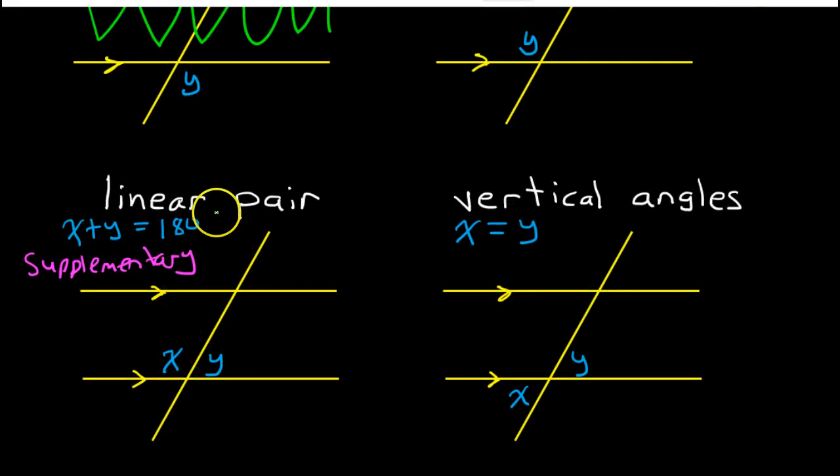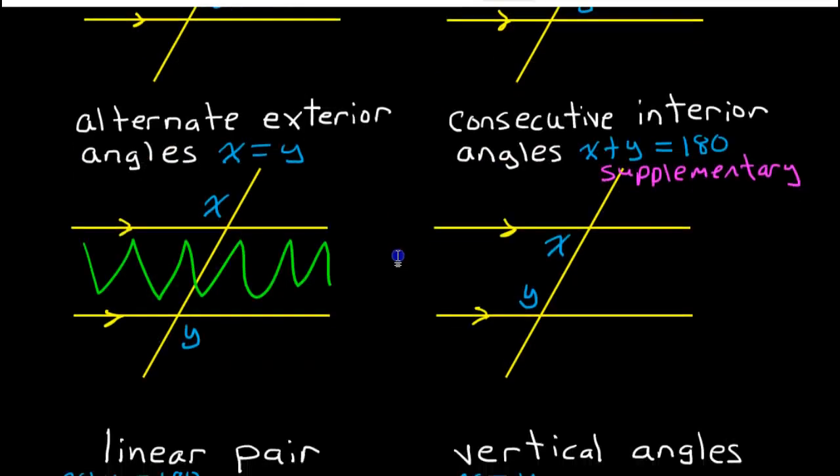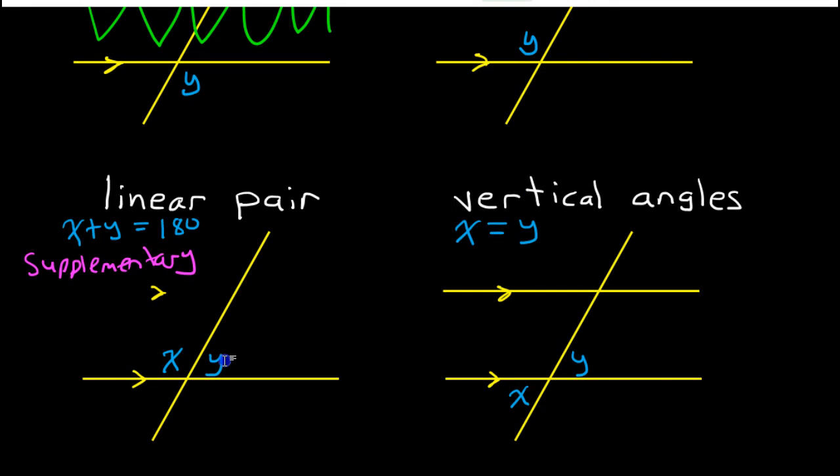These ones down here, linear pair and vertical angles, really did not need to have parallel lines happening here. For a linear pair, you don't need parallel lines. All you need is intersecting lines. A linear pair is just two angles that together make a straight line. You see the straight line right here, and it's split up into two angles. Those are going to be supplementary. Obviously, they have to add up to 180 because 180 degrees is a straight line.